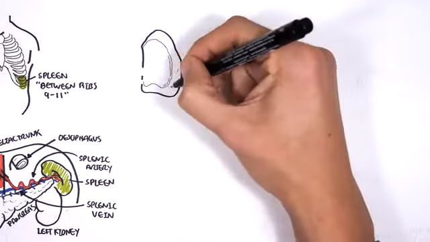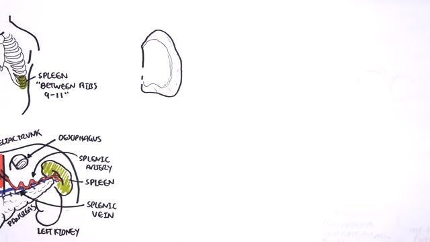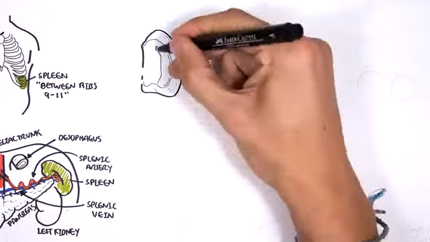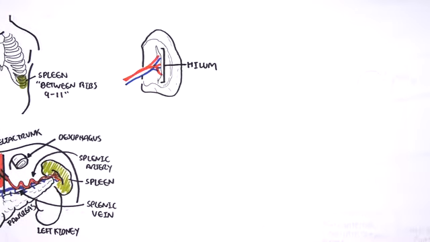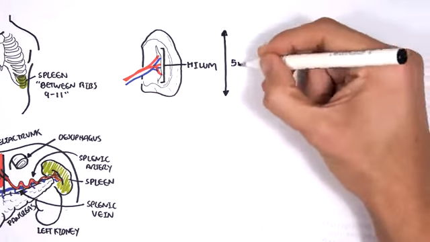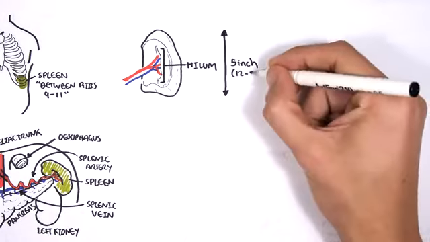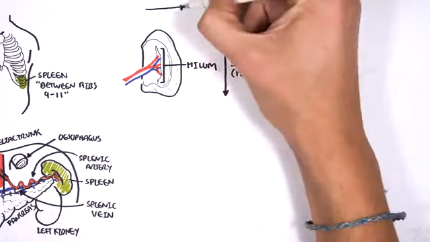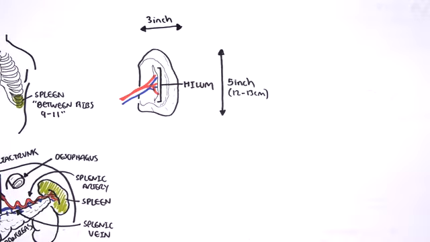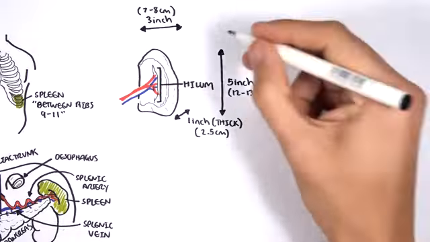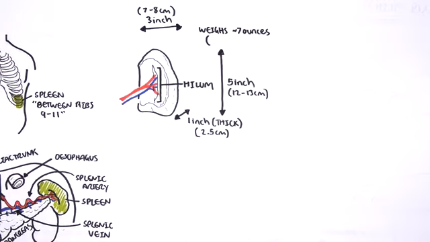So talking about the spleen now. Where the vessels go in and out of the spleen is the hilum of the spleen. The dimensions of the spleen are about 5 inches high, which is about 12 to 13 centimeters. The spleen is about 3 inches in width, which is about 7 to 8 centimeters. The thickness is about 1 inch, which is about 2.5 centimeters. The spleen weighs about 7 ounces, which is about 200 grams, but this is on the heavier side.